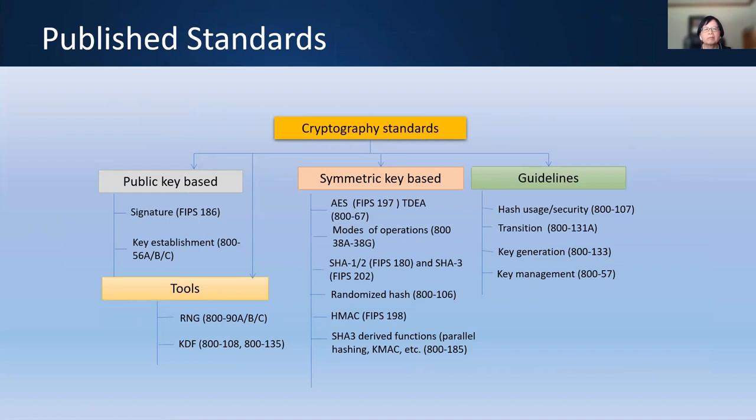code. NIST also published a lot of guidelines, for example, key generation guidelines and key management guidelines. Besides the standards for the cryptographic algorithms, NIST standards also cover some primitive tools like random number generation and a key derivation function.